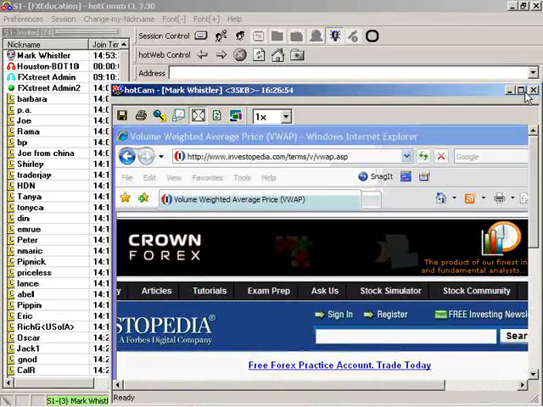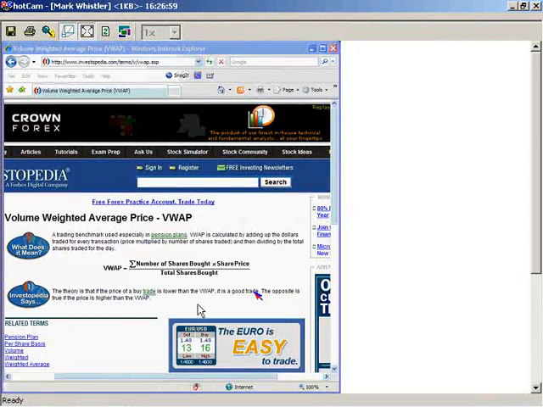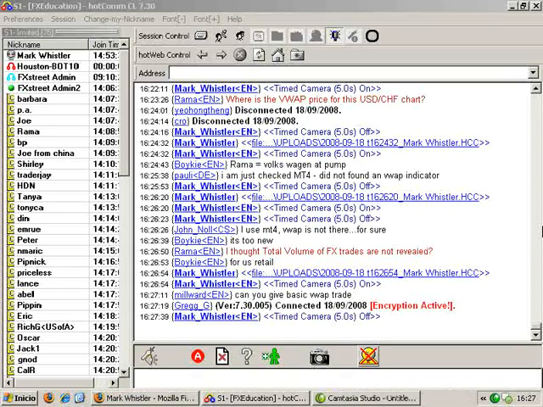Okay, I'm just pulling this up. Yeah, Rama, the total volume of FX trades is not revealed, so there is a bit of a printless market that we don't know. But we do have some volume indicators. We know that VWAP is the number of shares bought times the share price, divided by the total shares bought. Within Forex, we can't actually say the specific shares that are traded at any particular point in time.